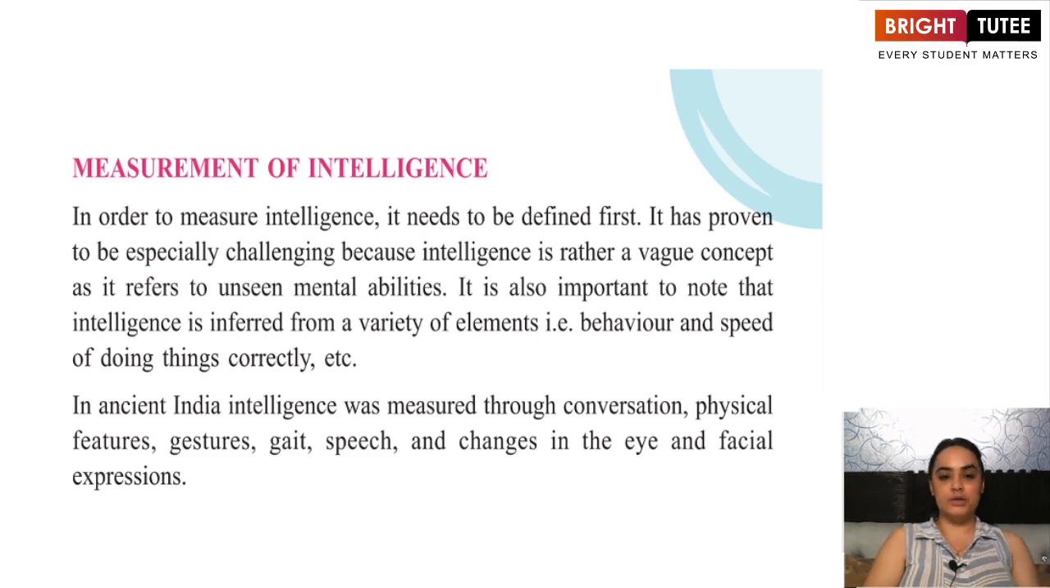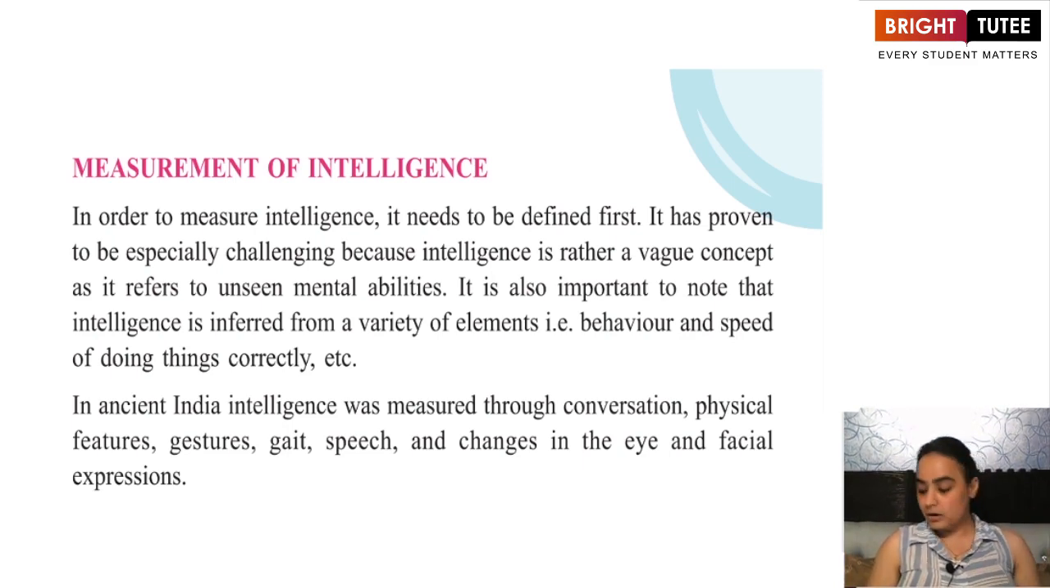Now, in order to measure the intelligence of a person, it first has to be defined. You first have to prove that you are intelligent, and there have to be some specific tests. There have to be some mental abilities that will prove the fact that you are intelligent. We also have to consider that intelligence can be inferred from how you behave in a certain situation or the speed with which you are able to do things correctly.